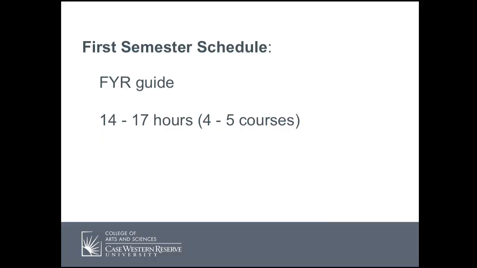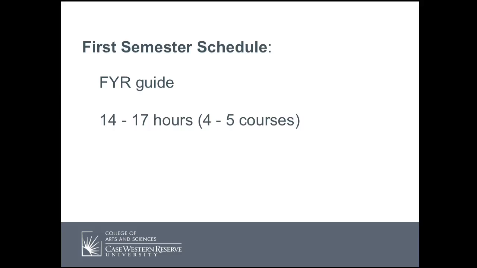As you can see, we have many different programs, and you might be wondering, how does that influence what classes I should take my first semester? Well, when thinking about your first semester schedule, the primary resource that you should use is the FYR guide. It will list all the different majors, all the different degree programs, and what courses you should take. When you're building your schedule, you should work around 14 to 17 hours, 4 to 5 courses. That should be your base.